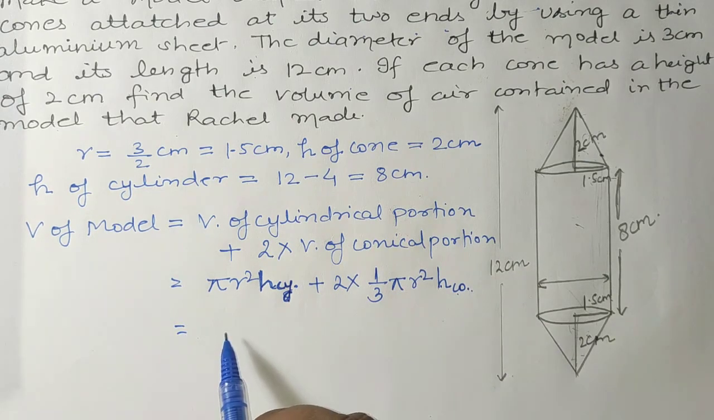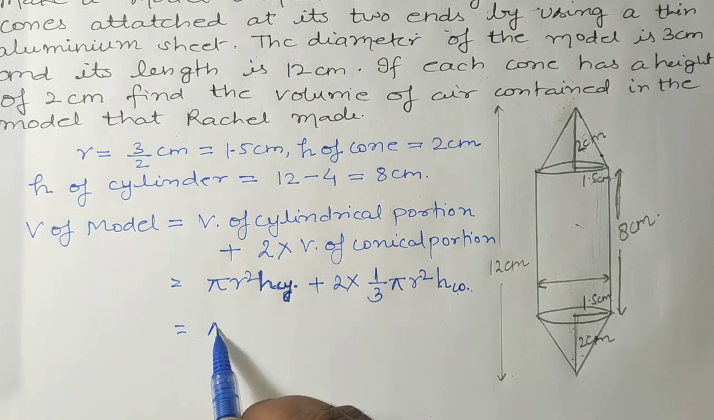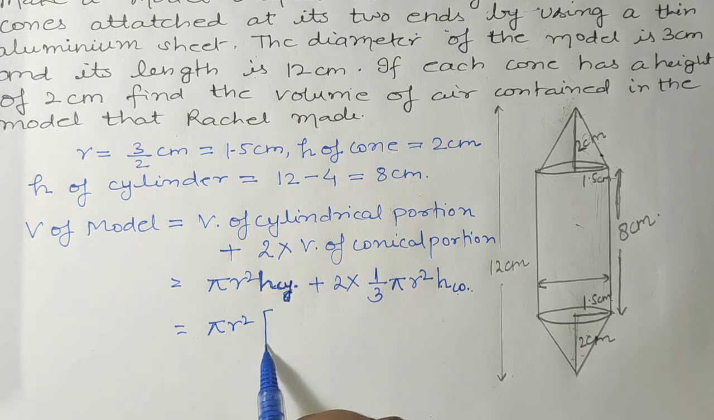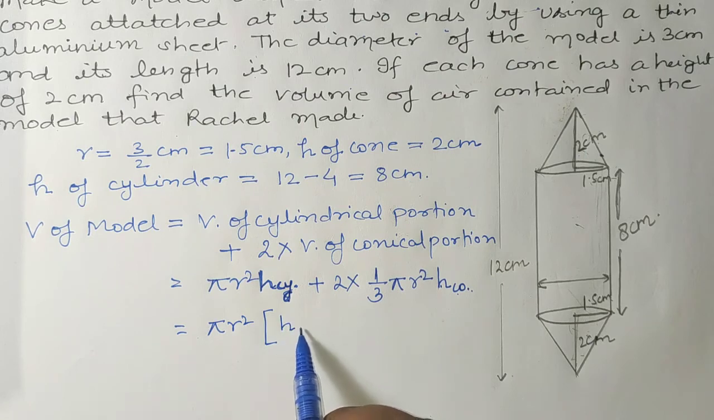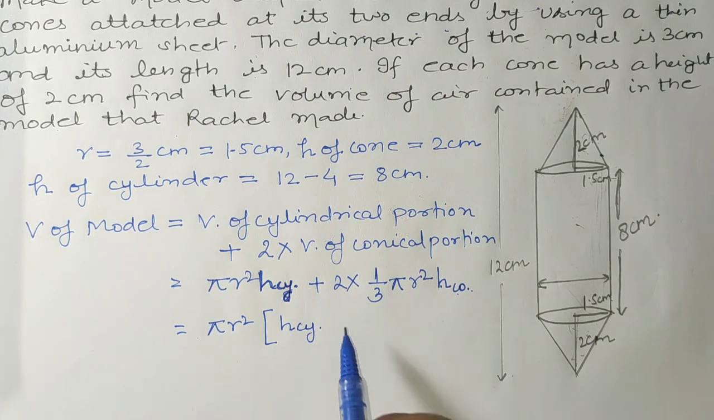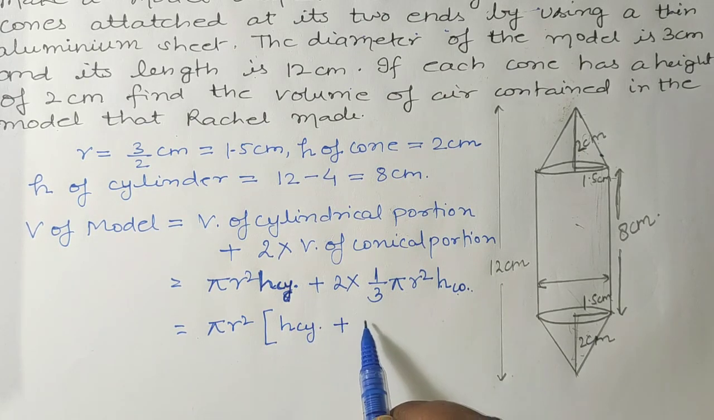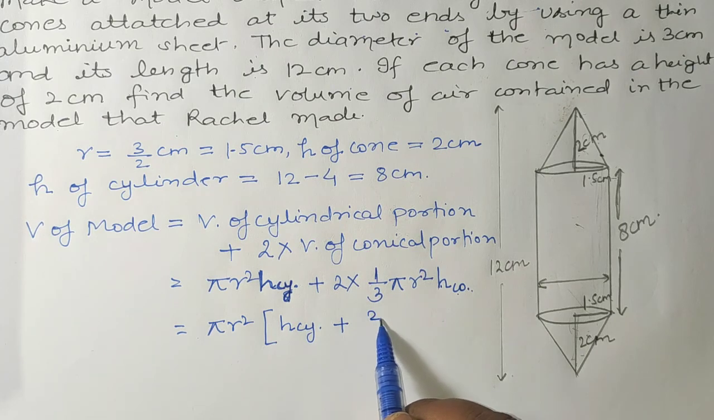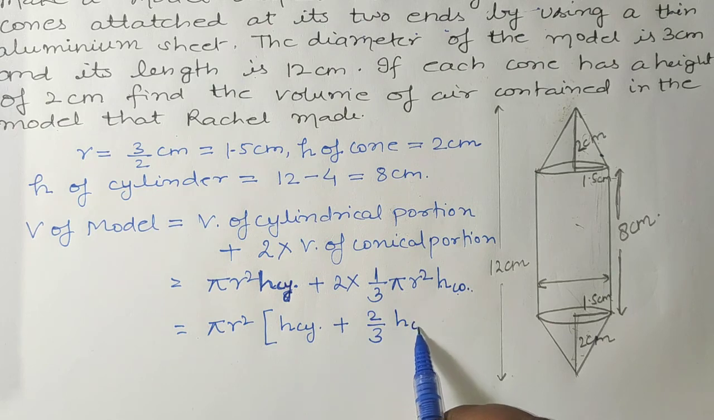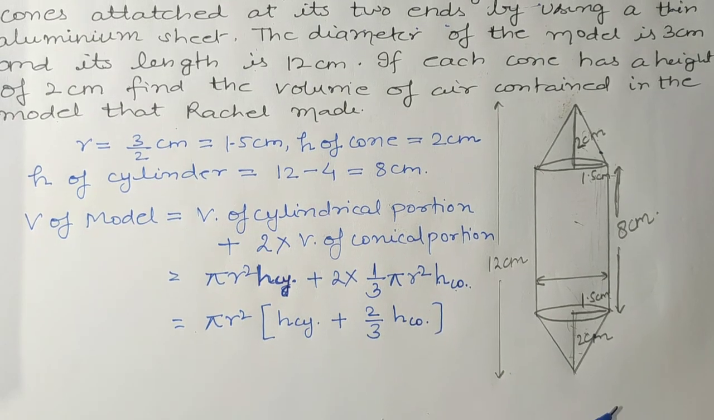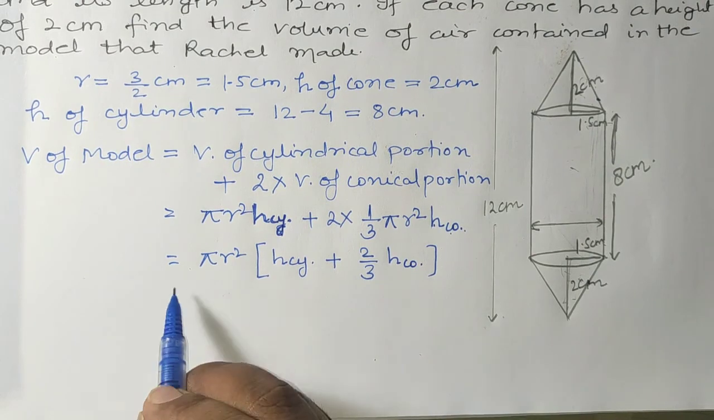Now solve it. Just take pi r square as common. So when you take pi r square as common, h of cy, means height of cylinder, will be here, and 2 by 3 h of cone is here.